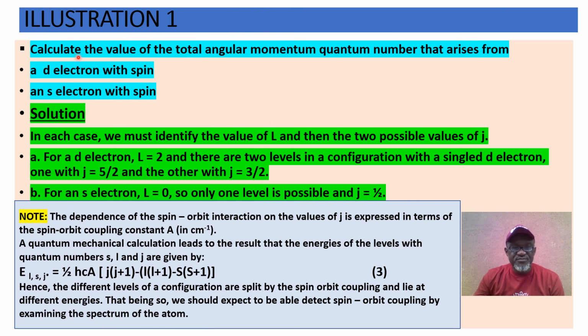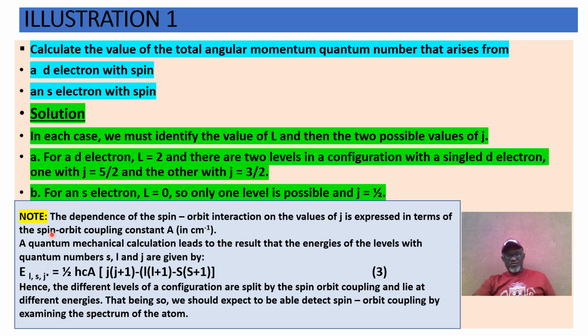Illustration: calculate the angular momentum that arises from a d electron with spin and an s electron with spin. So in each case, we're looking for the possible values of J. For a d electron, L is equal to 2. So there are two levels, which are either 5/2 or 3/2. Remember, 2 plus half and 2 minus half. For s, L is 0, so it's only one, that is a half.